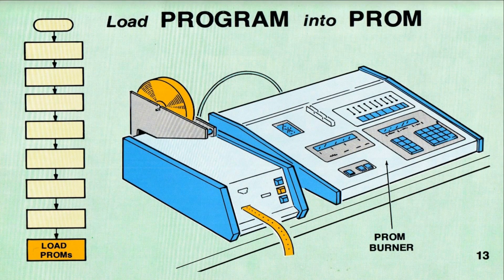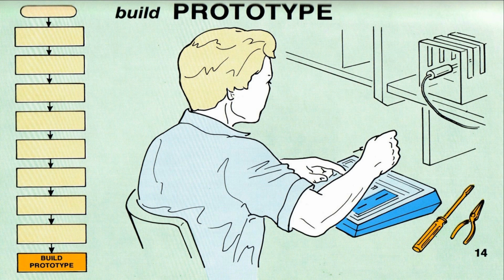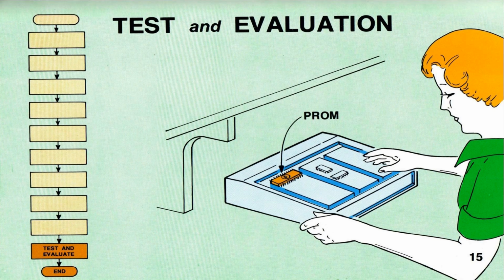Now the control program is loaded into PROM. Finally, we're ready to build a prototype model of our system. But since we've already simulated the system, we're confident that it will work. Then we plug the program PROMs into the prototype and proceed to test and evaluate the design. Now it's a simple matter of clearing up any glitches we might have introduced when we built the prototype.